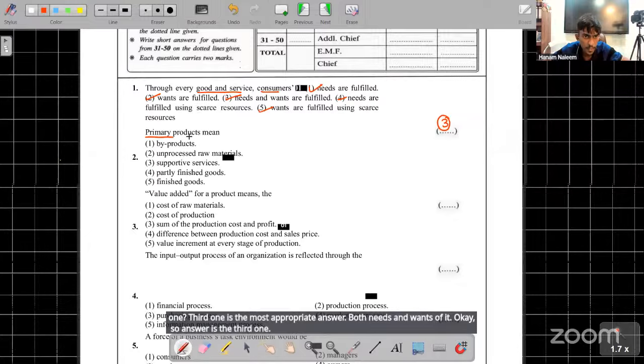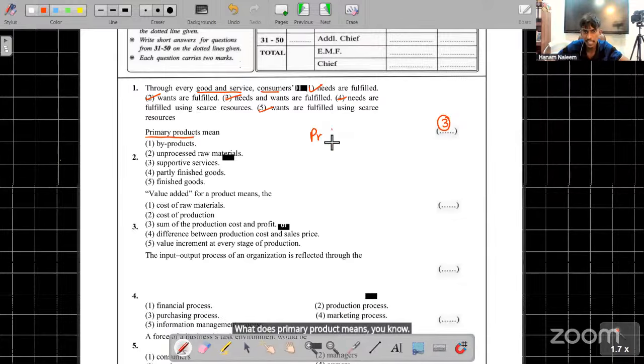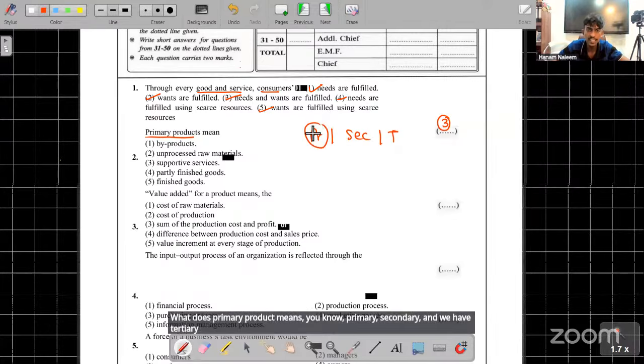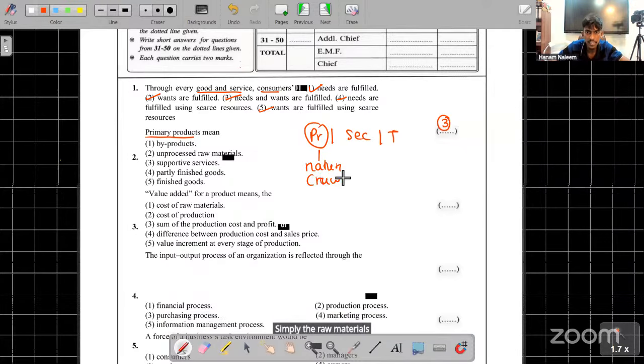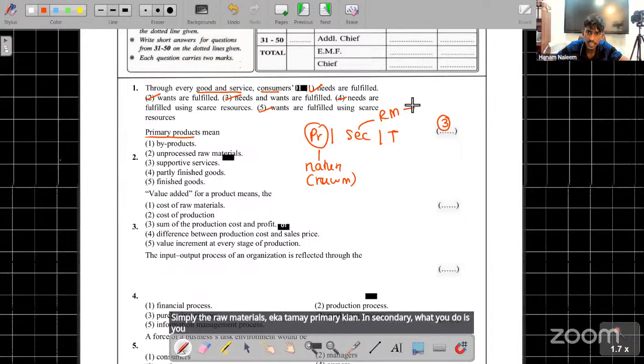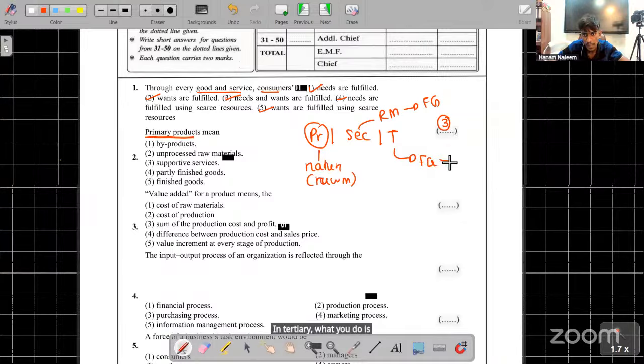What does primary product mean? Primary, secondary, and we have tertiary. Primary means anything connected to nature. Simply the raw materials. That is what primary means. In secondary, what you do is you convert those raw materials into finished goods. In tertiary, what you do is you help that finished good reach the final consumer.